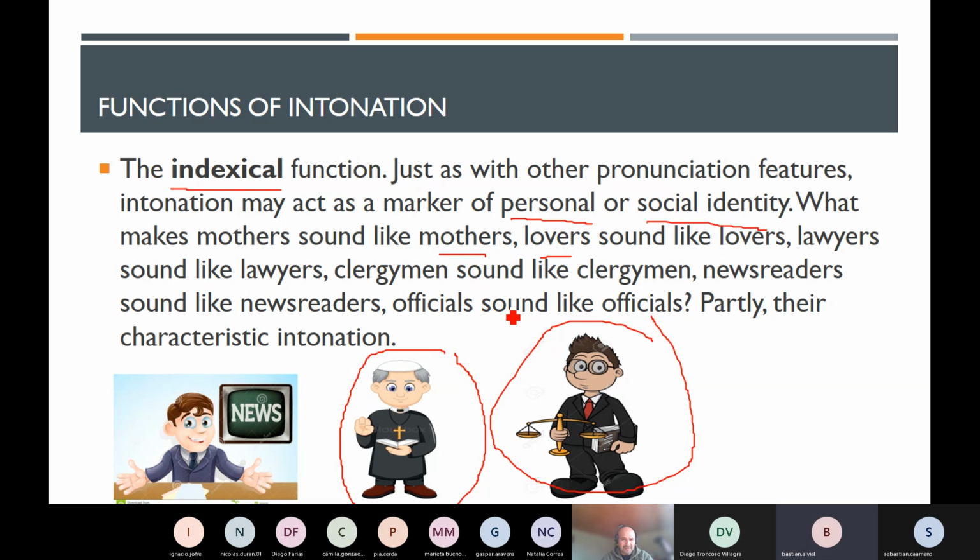That sounds quite different, right? From a priest. A priest sounds different from a lawyer. And a priest, yes, sir?